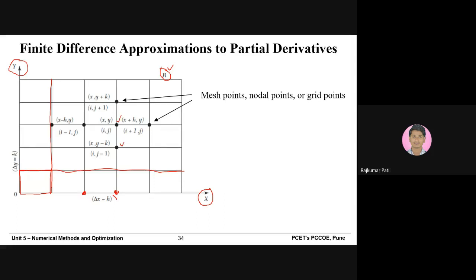And on the x-axis, the distance between two successive nodes is represented by delta x, which is equal to h. And the vertical distance, the distance along the y-axis, delta y is equal to k.